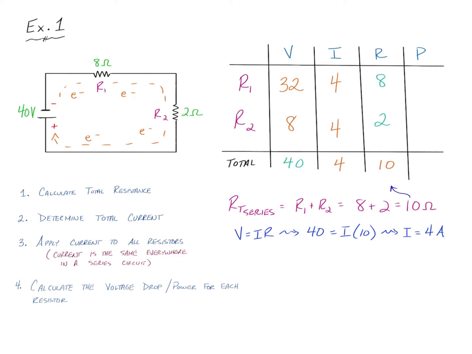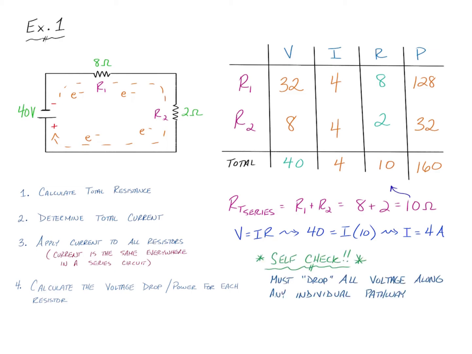And now that I have voltage, current, and resistance, I can apply any of our power equations. P equals IV, P equals I squared R, P equals V squared over R, whichever ones you would prefer. I typically do IV because it's a little bit more straightforward. When I do so, running down the list, I get powers of 128 watts, 32 watts, and 160 watts respectively. So this table allows me to calculate a bunch of information for every individual resistor as well as the total circuit. And now I'll be able to pick and choose what values I need based on the questions being asked of me.